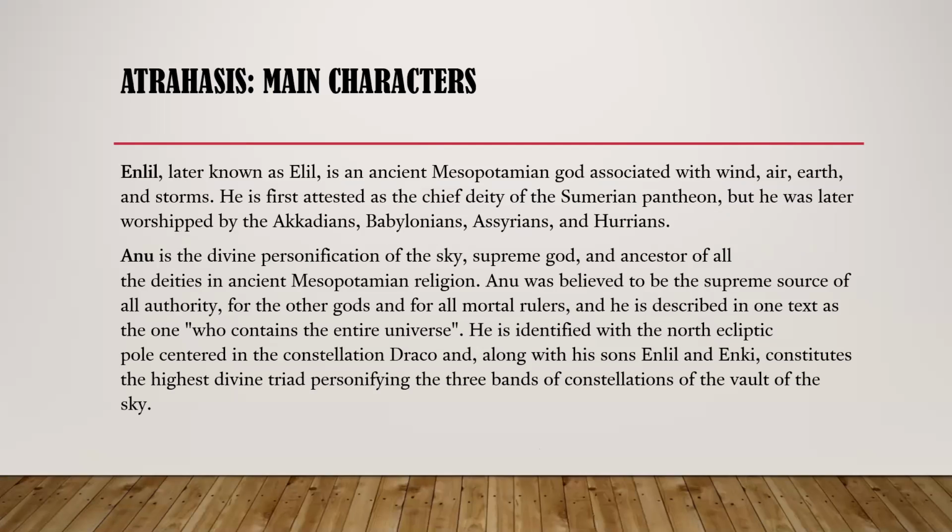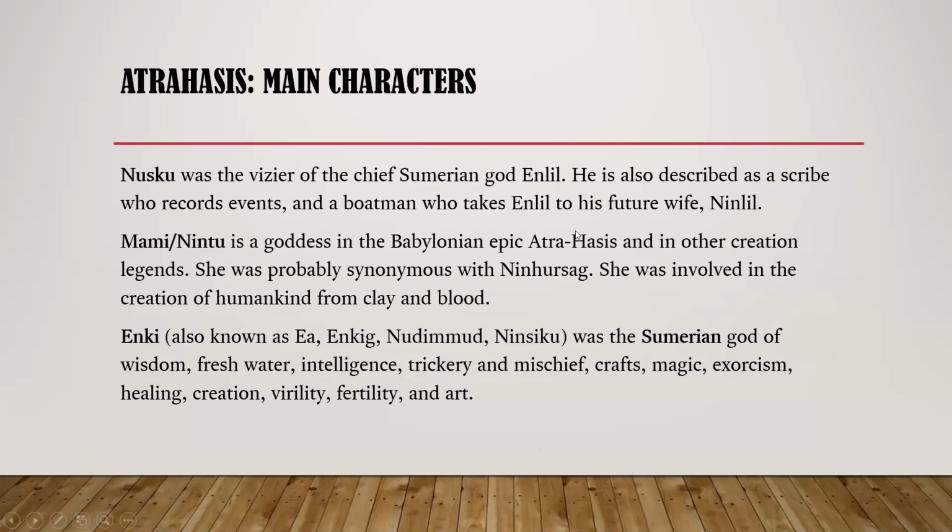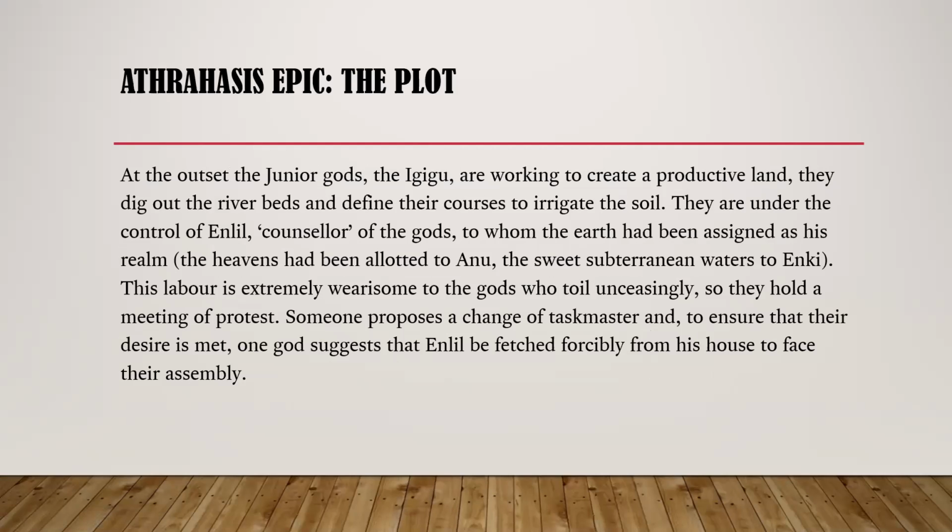Enlil is an ancient Mesopotamian god associated with wind, air, and earth. And Anu is the god of sky, god of heaven. Let's continue. Nusku is a vizier of the god Enlil, and he just helps him communicate with other gods. Mami, or Nintu, is the goddess, and she is the one who was involved in the creation of humankind. And Enki, the same god as Ea, is the one who actually saved or helped Atrahasis to be saved. So the plot is very, very simple.